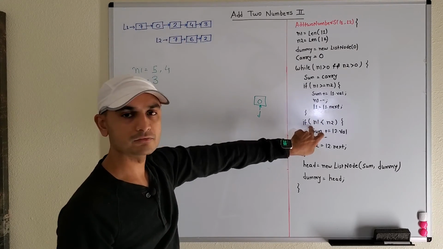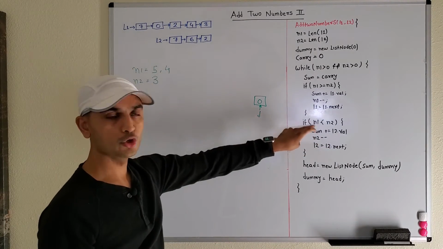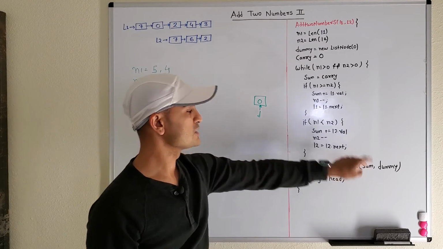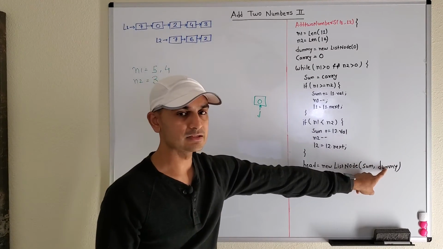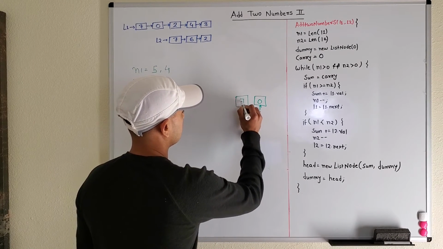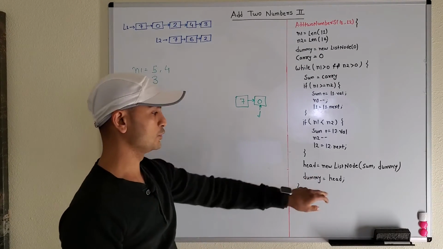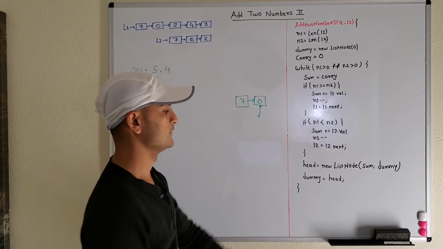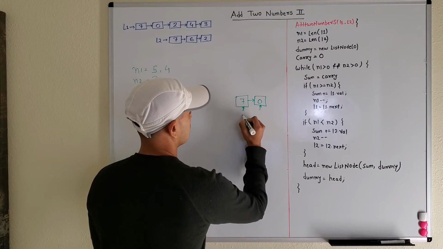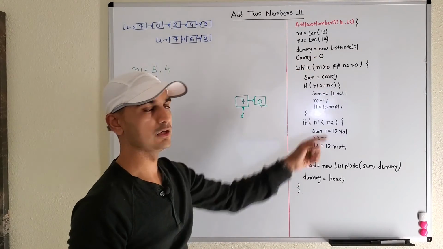And we come to second if condition. Is n1 less than or equal to n2? Not yet. So we'll not go into this if condition. We'll create a new node with sum equal to 7 and dummy as the next pointer. So we'll create node 7 with this as next pointer, and just like previous approach, we'll move dummy to head. So dummy will come here, and we'll repeat this iteration, or we'll repeat this while loop.